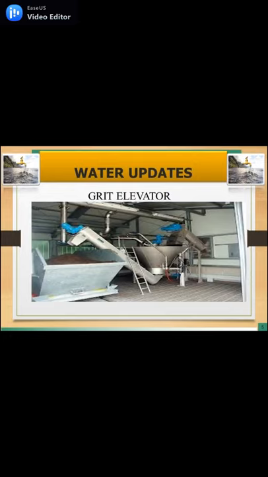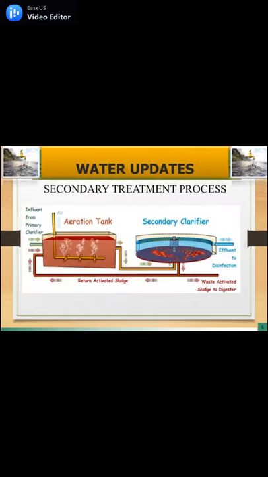This is grit removal. In this step, heavy but fine materials such as sand and gravel are removed from the wastewater. This material is also disposed of in a landfill. Before moving to the secondary treatment process, there is one more primary treatment process, that is the primary settling process.